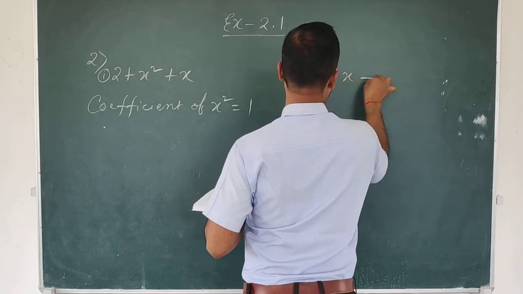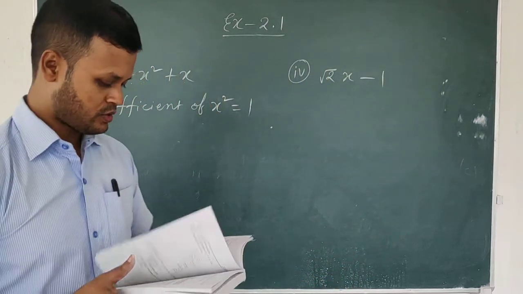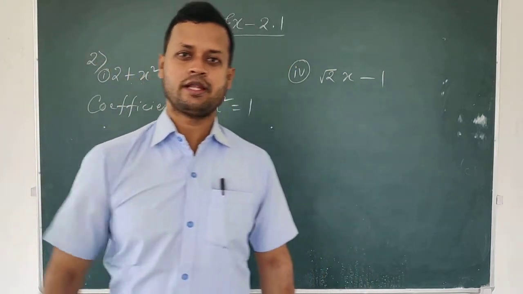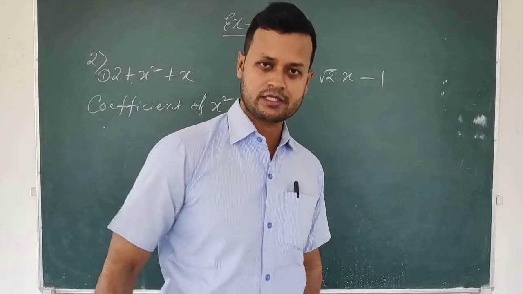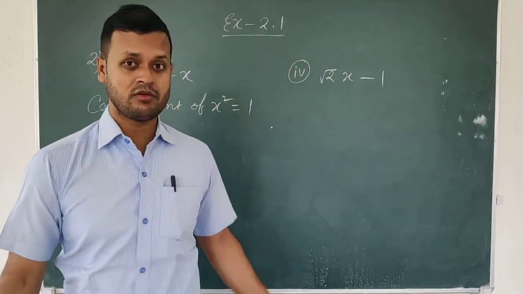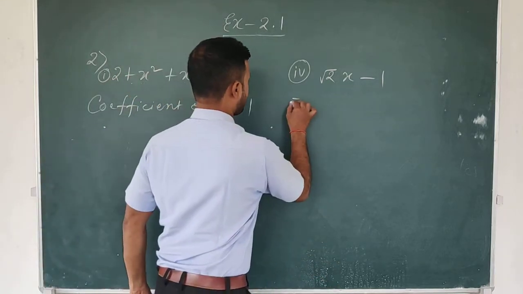Okay, again one more, let us see number 4. Root 2x minus 1. Here all of you will observe that x square is not there. So what will be the coefficient of x square? Here x square is not there, so the coefficient of x square here will be what? 0. How? You see, can I write like this?